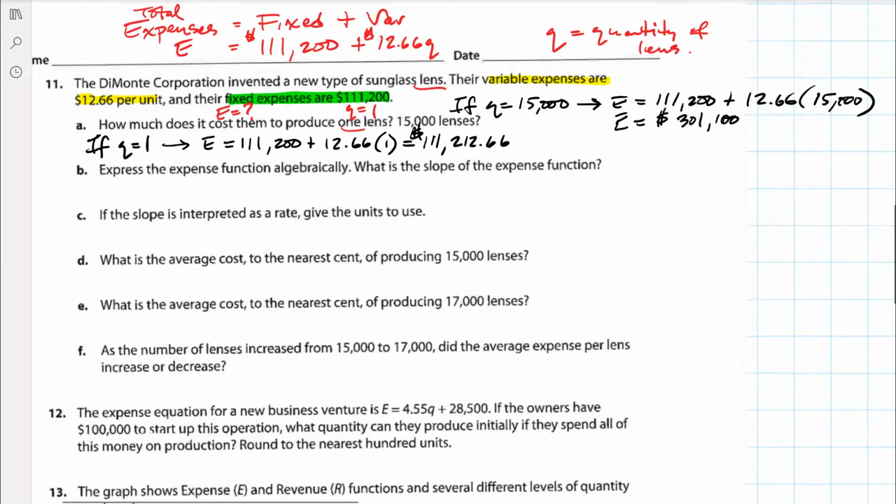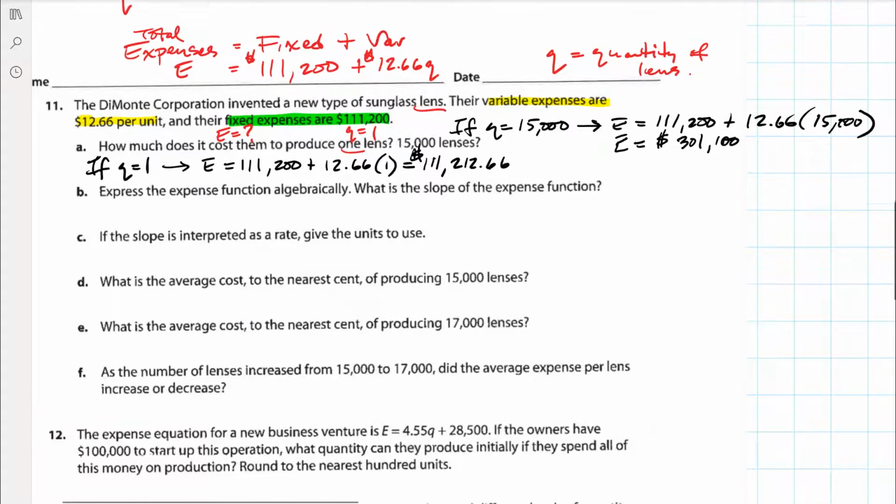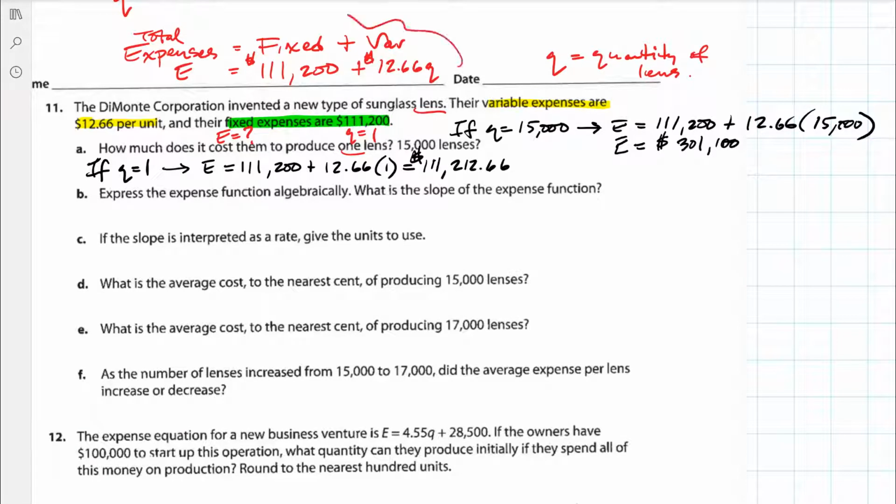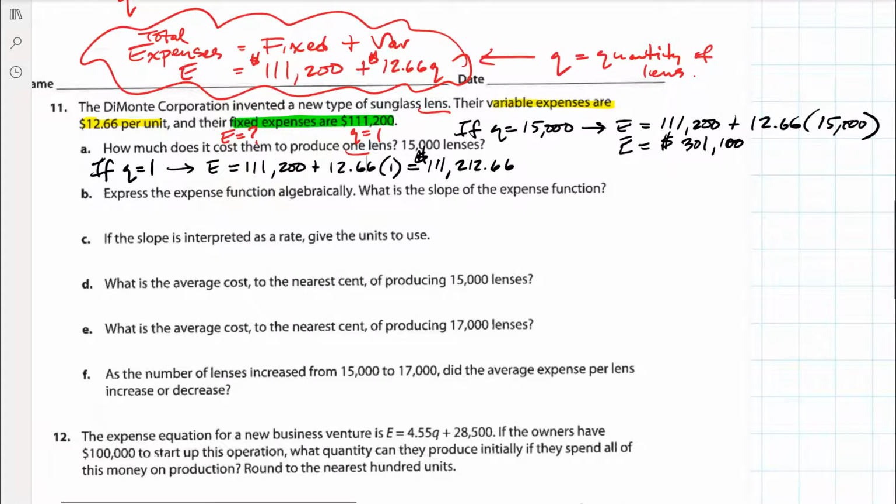That's what it's going to cost to produce 15,000 lenses. All right. So what I did first up there was I wrote the expense equation first, defined my variables, and then I applied it. Like Q equal to 1, find the expenses. Like Q equal to 15,000, find the expenses. Pretty straightforward. So this is the key, right? You have to be able to write an expense function and understand what the variables mean. Q is always the quantity.